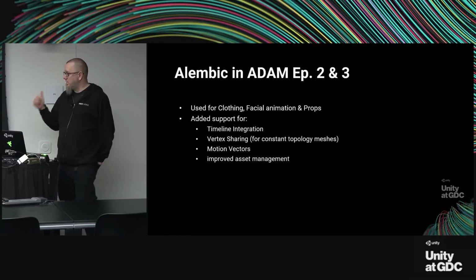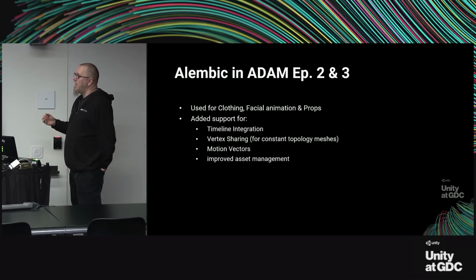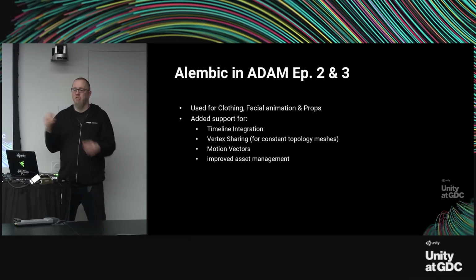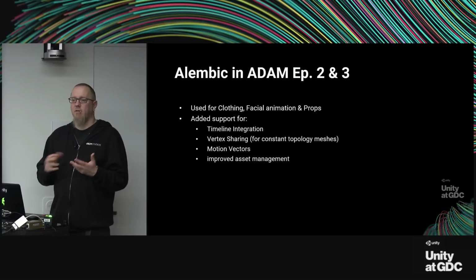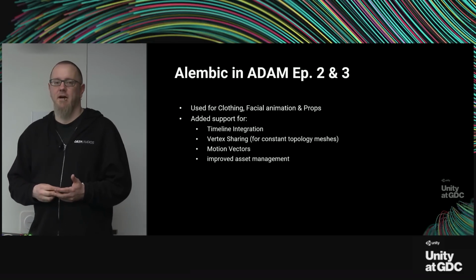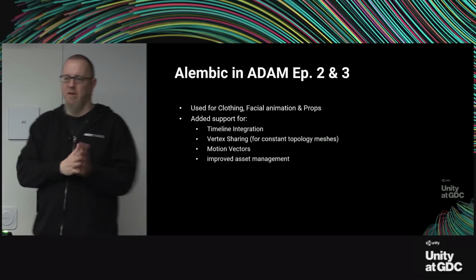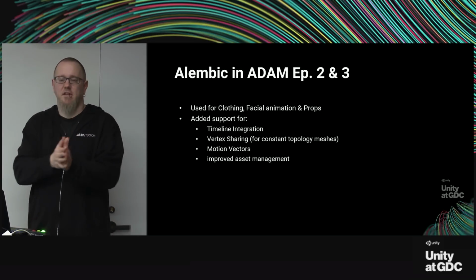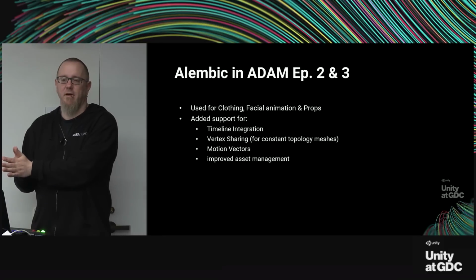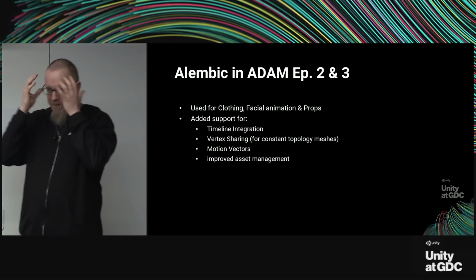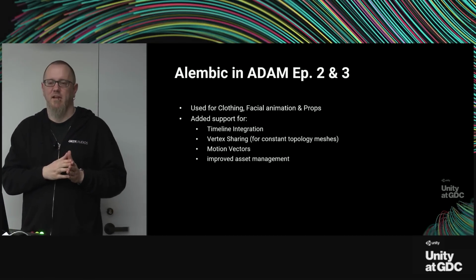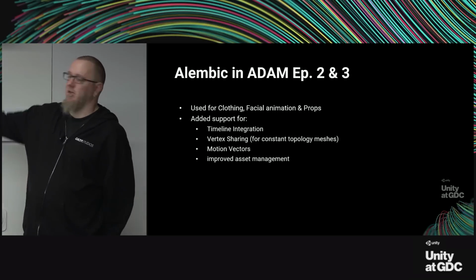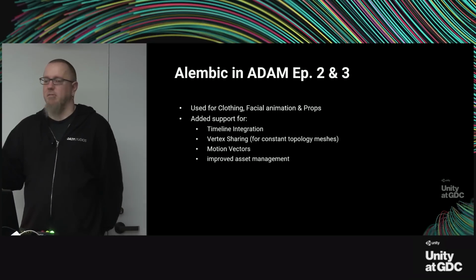We used it for clothing, facial animation, some background props. And during the project, we worked with the DCC team to add better timeline integration, so you can drag Alembic clips onto the timeline. Vertex sharing, which was actually an interesting one, because Alembic is just a point cache. It doesn't actually know about each frame. It's assuming that the geometry or the topology of the mesh changes from frame to frame. For doing facial animation, we actually had a constant topology, and we wanted to get things like motion blur and some of those other effects. So we also added the vertex sharing, which gave us the ability to do motion vectors. So we could actually do smoothing and motion blur.